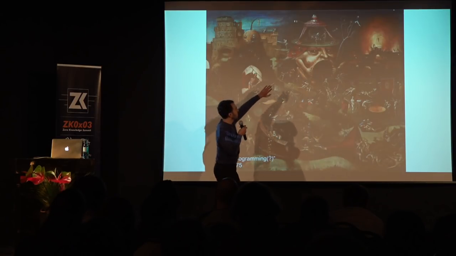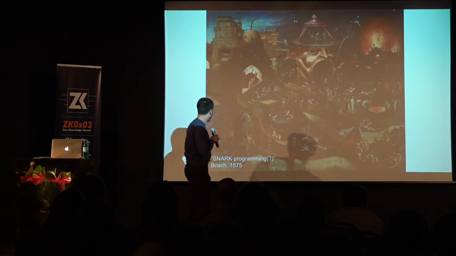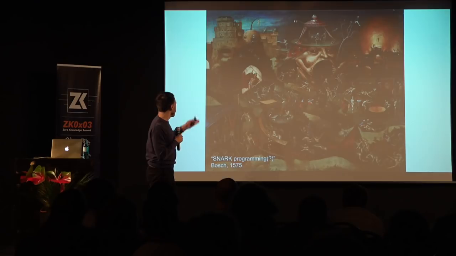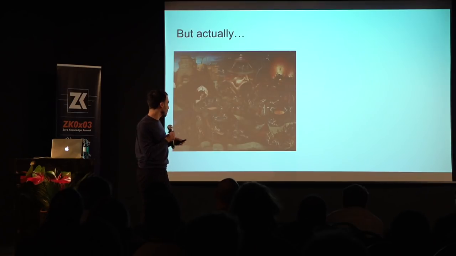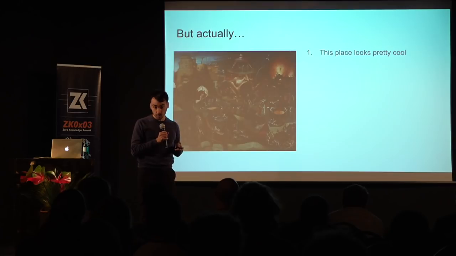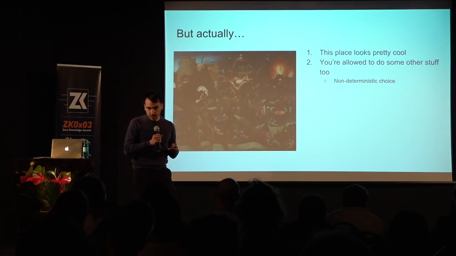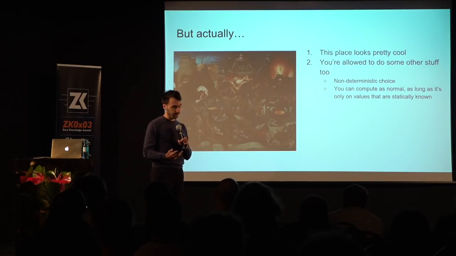You see here you have the large prime, and here is the multiplication. And you might look at this picture and think it looks a little bit scary. There's people burning and so on. But actually, it's not so scary. One, this place looks pretty cool. There's a giant person with a giant mouth. And two, you're allowed to do some other stuff too. I kind of lied. It's not just plus and times. For example, you have non-deterministic choice, which we'll get into, and you can compute on values as normal as long as it's only statically known things, which is actually useful.